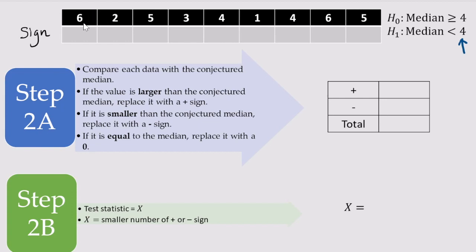So 6 is greater than 4, we replace it with a positive sign. 2 is less than 4, so we replace it with a negative sign. 5 is greater than 4, positive. 3 is less than 4, so negative. 4 is equal to 4, we would replace it with a 0. 1 is less than 4, negative. 4 is equal to 4, 0. 6 is greater than 4, so positive sign. And 5 is also greater than 4, so positive sign.